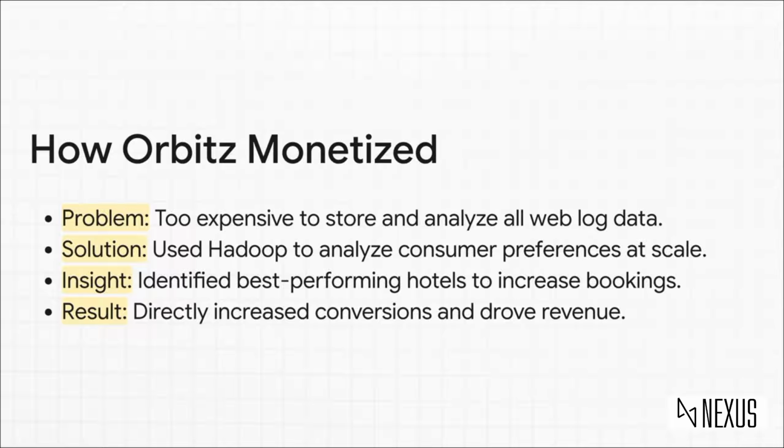This unlocked their ability to analyze everything. They could finally see which specific hotels were leading to the most bookings for certain types of searches. And once they knew that, they could feature those winning hotels more prominently. The result? A direct, measurable increase in conversions and revenue. That is monetized analytics in a nutshell.